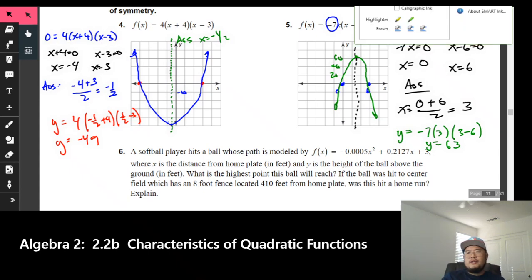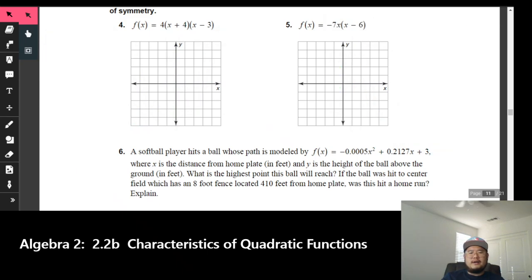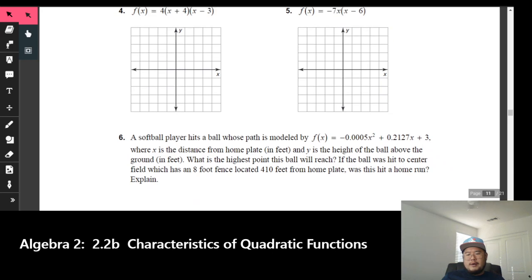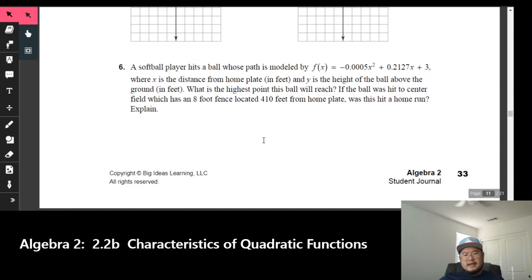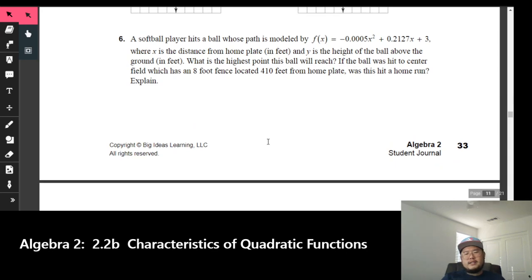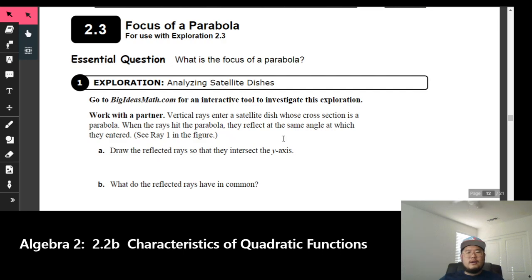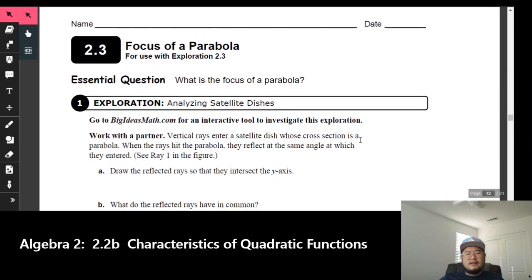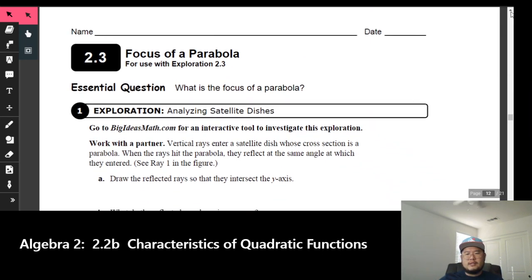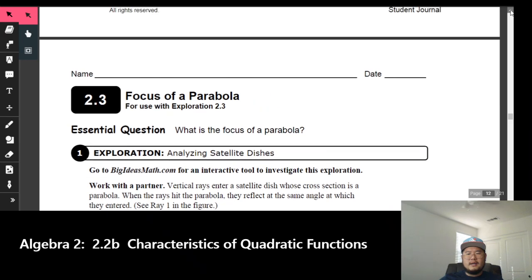The last question we'll look at, where we put everything together, is number 6. Number 6 is a good problem that you may see on your test or your quiz. Understanding what exactly is going on here with our baseball, or when you hit something that is similar to a parabolic shape.